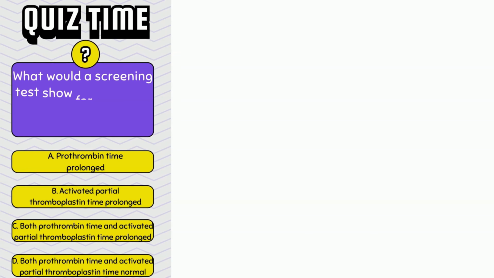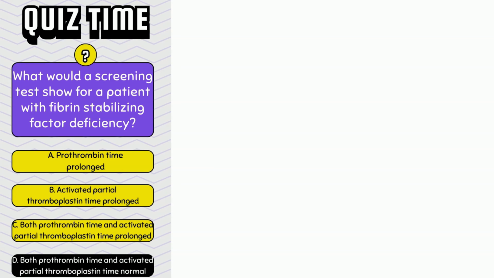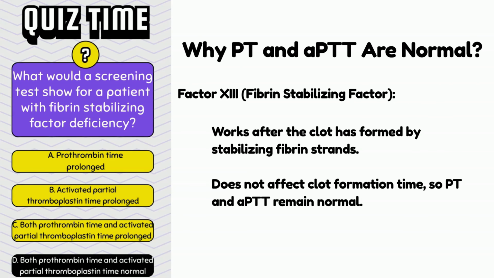What would a screening test show for a patient with fibrin stabilizing factor deficiency? The answer is D. Fibrin stabilizing factor deficiency, also known as factor XIII deficiency, is a rare bleeding disorder where factor XIII, a protein involved in the final stage of clot formation, is either deficient or dysfunctional. Factor XIII plays a key role in stabilizing the fibrin clot by cross-linking fibrin strands, making the clot more durable and resistant to fibrinolysis, or the breakdown of clots.